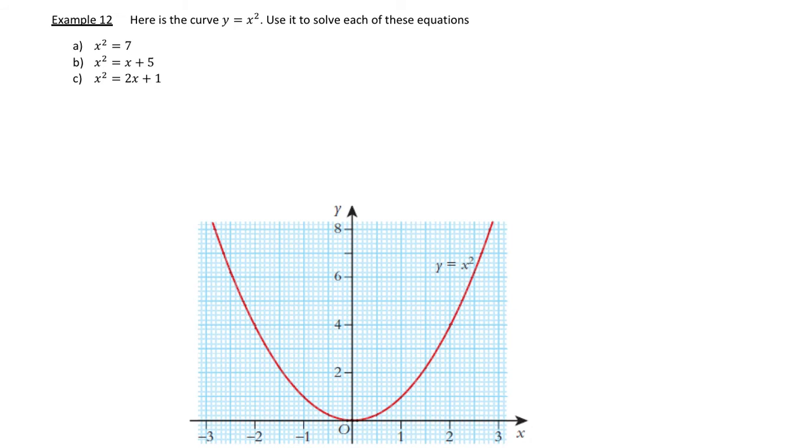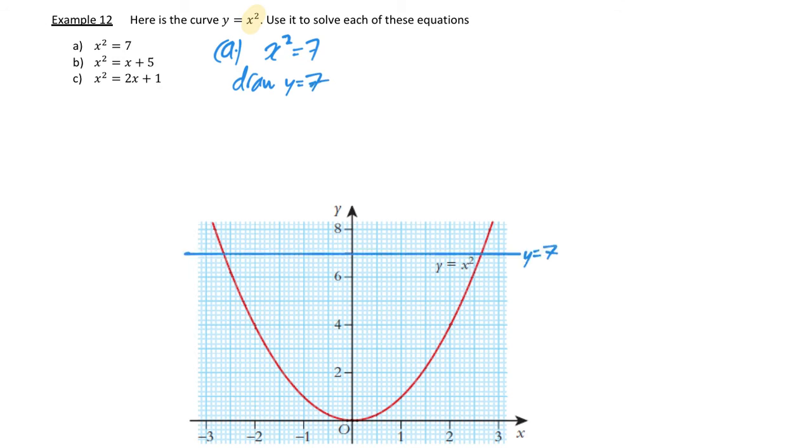Next example says, here's a curve y is equal to x squared, use it to solve each of these equations. Part A, we have x squared is equal to 7. Now the curve that you have drawn is y is equal to x squared, so you've got that on the left-hand side. So all you want to do for this first one is draw y is equal to 7. I'm going to pause the video and draw the horizontal line y equals 7.